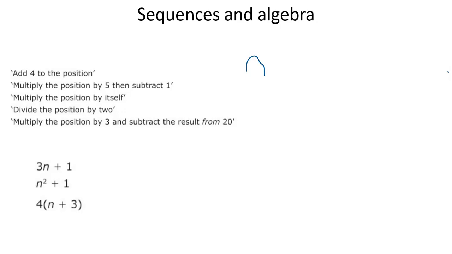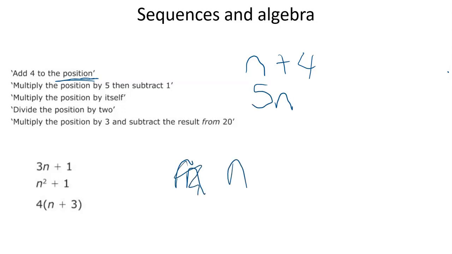So we can rewrite these in algebra. Add 4 to the position. Well, if the position is n, and we add 4 to that, we can just write that algebraically as n plus 4. Multiply the position by 5, so if the position is n and we times it by 5, we put a 5 in front. I'd rather you didn't write n times 5. That just doesn't look as tidy as 5n. Remember, if you're doing timesing, put the number in front. And then subtract 1, we'll then just take away 1.